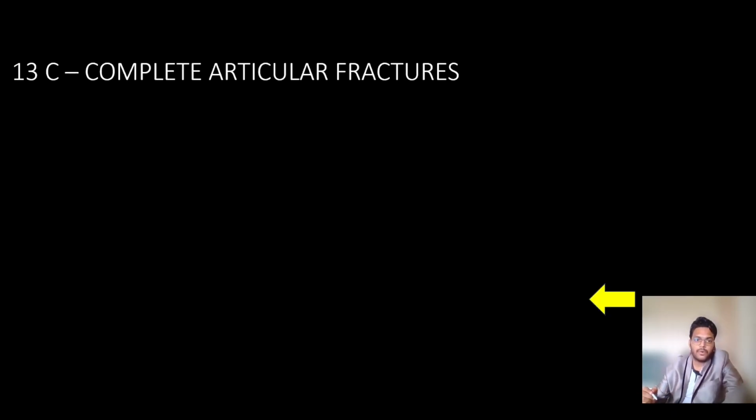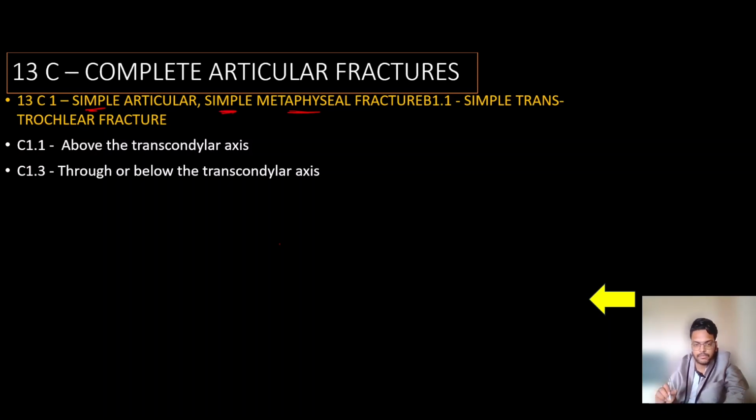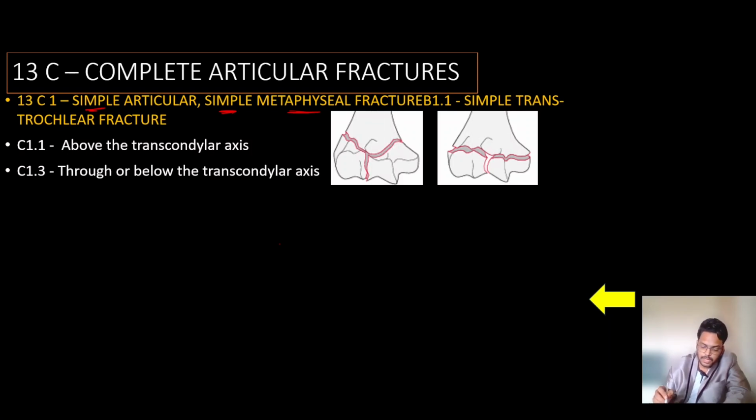Okay. So coming to 13C, complete articular fractures. 13C1, the articular surface is a simple fracture and the metaphyseal fracture is also simple. It has C1.1 and C1.3. So this is the transcondylar axis. If it is above, then it is C1.1. If it is through the transcondylar axis, it is C1.3. There is no C1.2 in complete articular fractures.